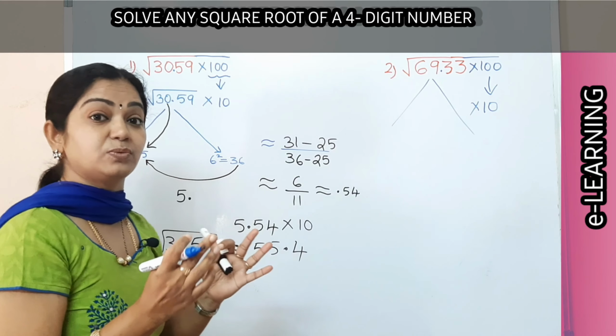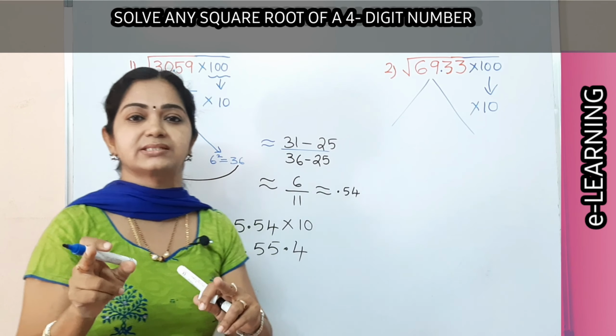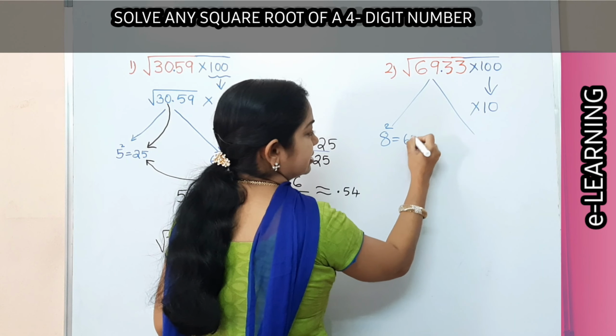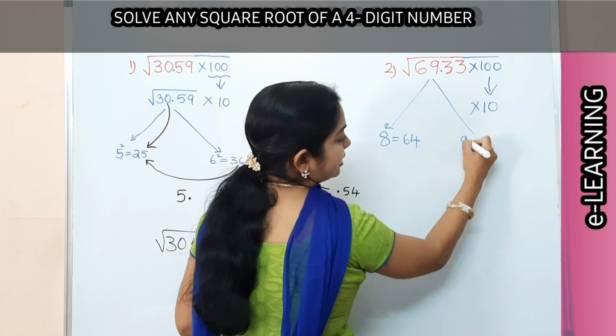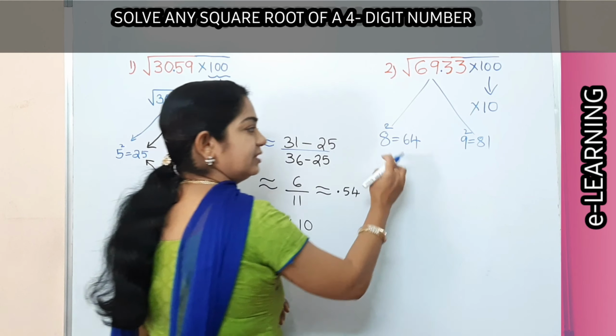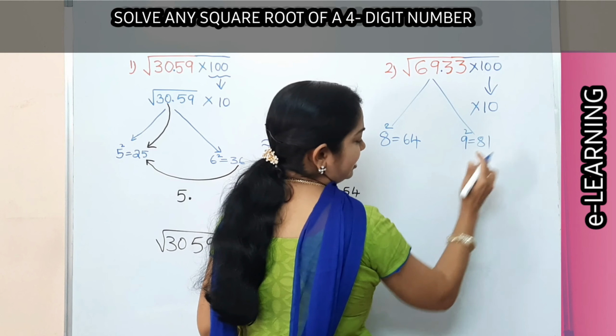69 lies in between what two perfect squares? So let's take the perfect squares. 8 square is 64, right? And 9 square is 81. So 69 lies between the perfect squares 64 and 81. That's it.